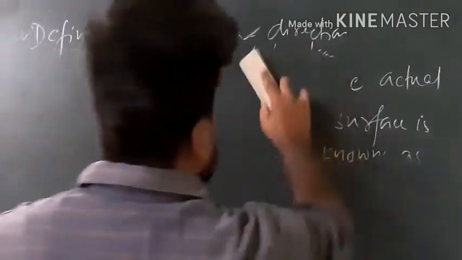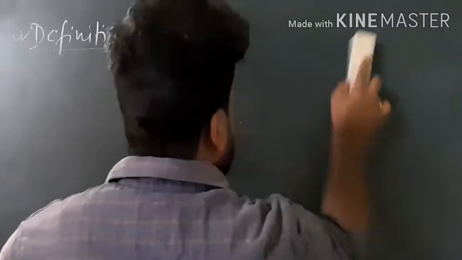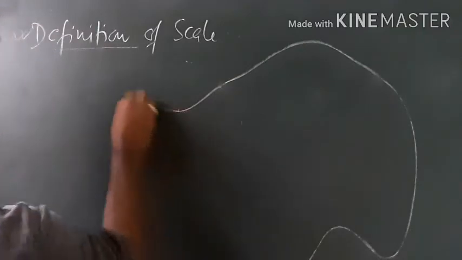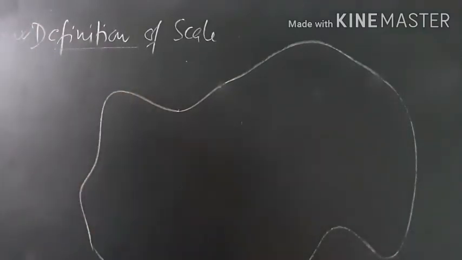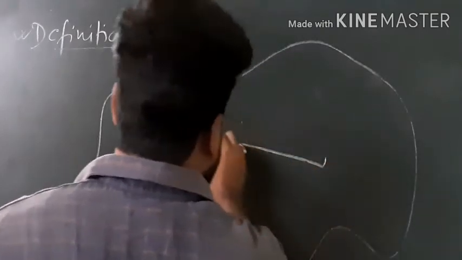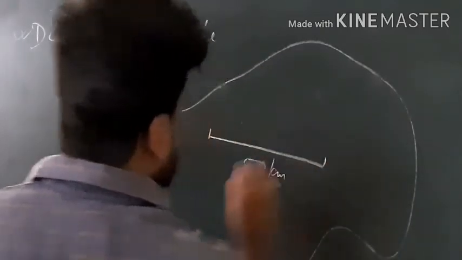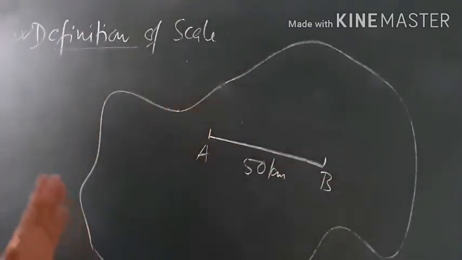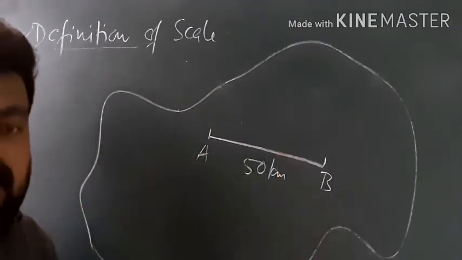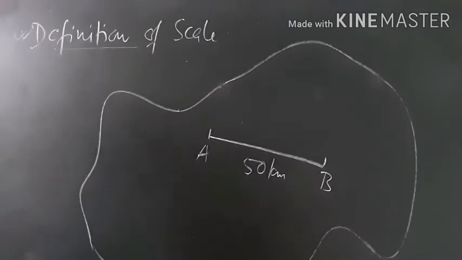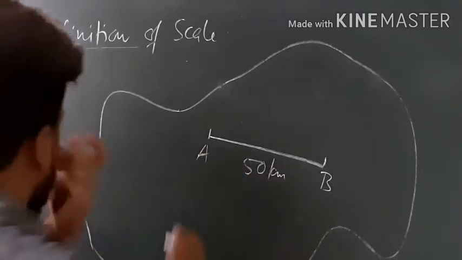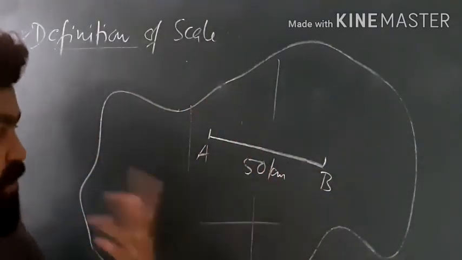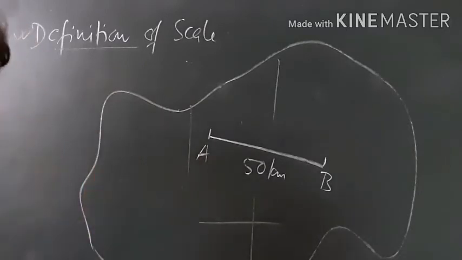Suppose this is the map. Okay, this is the map structure of Australia. Suppose from here to here, how many kilometers? 50 kilometers. From this place to this place, 50 kilometers. This place A, this place B. But this 50 kilometer distance we can't draw in real life, right? Because 50 kilometers is the actual earth surface. To draw this 50 kilometer distance we would have to cover the whole earth.